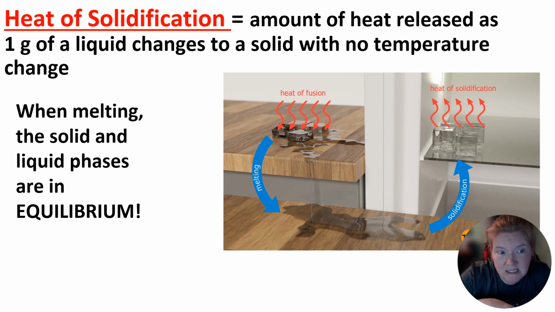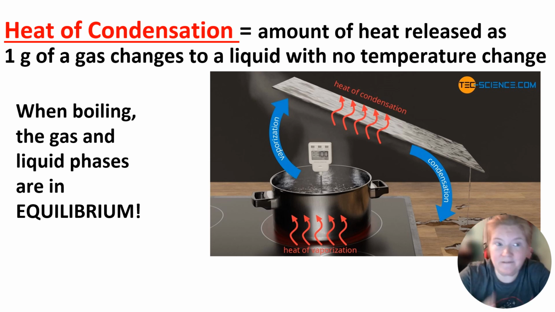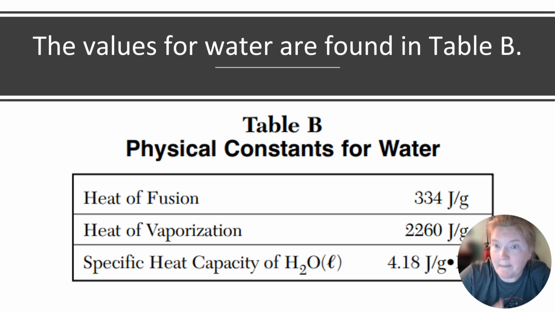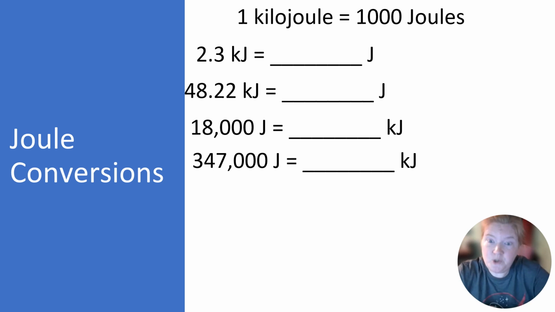Still, when melting, solid and liquid are in equilibrium, but also when freezing. And then opposite of the heat of vaporization is the heat of condensation. So when the gas is becoming a liquid, and when boiling or condensing, the gas and the liquid phases are in equilibrium. Still remember that the values for water are found in table B. Now we may have to do joule to kilojoule conversions.